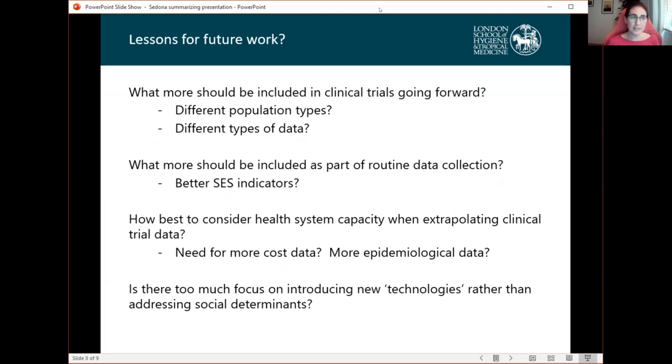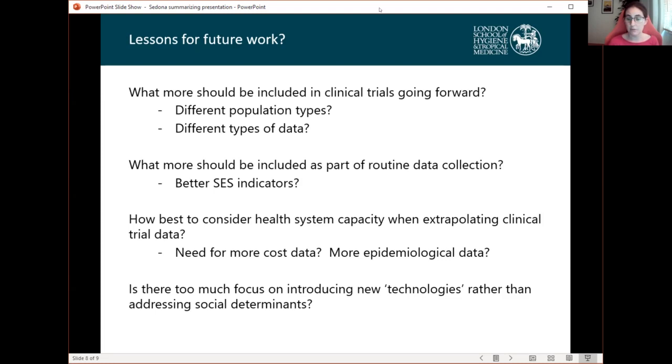And then finally, just reflecting on some lessons for future work. I think these presentations are all huge contributions, but there are some remaining questions, and I've put some up here, and I'm sure other people have more. So Matt, for example, we looked at clinical trials of vaccines, and one of your conclusions is that you should potentially be including more adolescents in clinical trials of vaccines. So what else should we be including in clinical trials going forward? Should we be including different population types, potentially collecting different types of data? Would that really help us to answer these types of questions going forward?